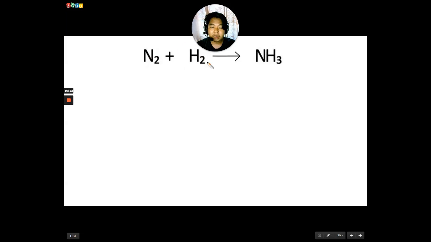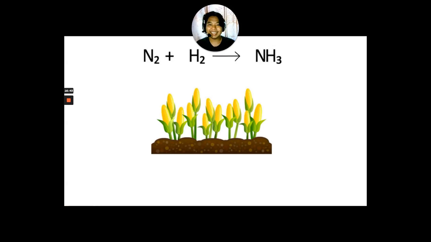Two diatomic elements in our atmosphere, nitrogen and hydrogen, are floating around, creating your NH3. So what is our NH3? That is our ammonia, one that is very responsible for giving fertilizer on our ground so that we can grow our crops. I think I have a picture here. Yeah, and so there's our corn, right?